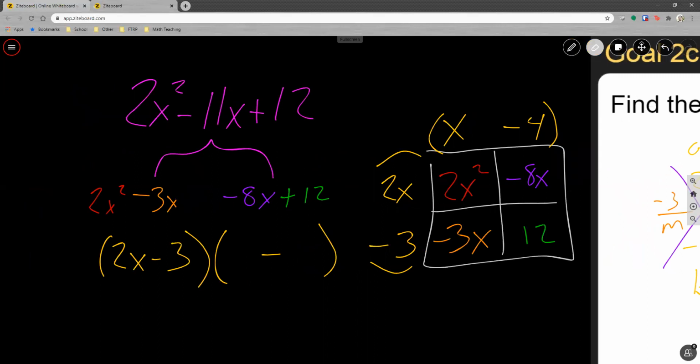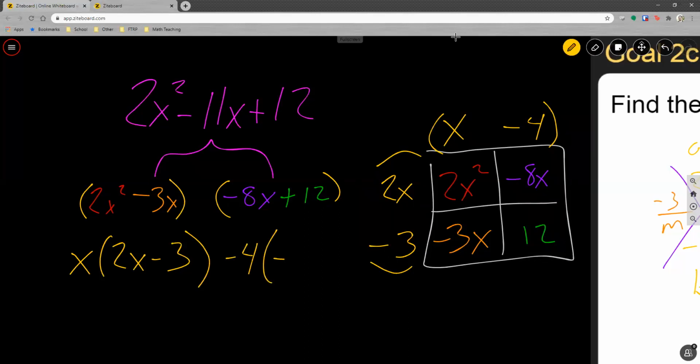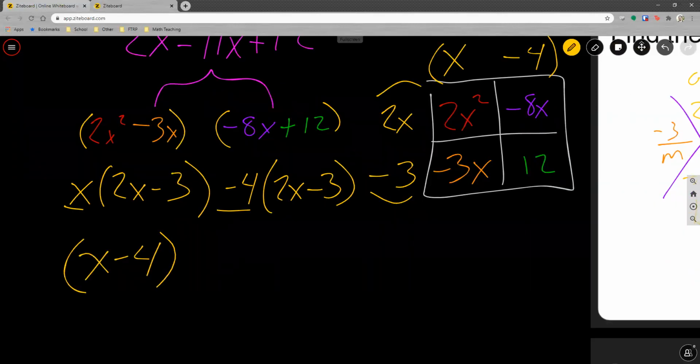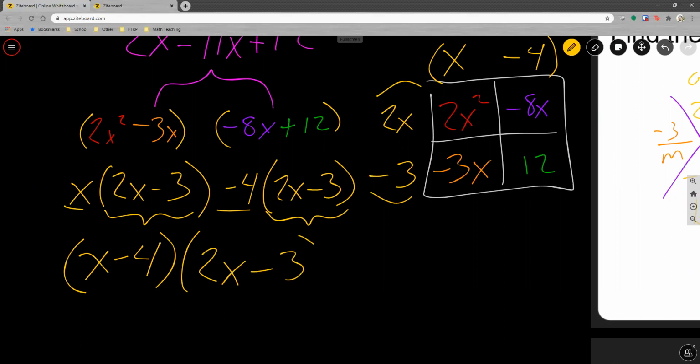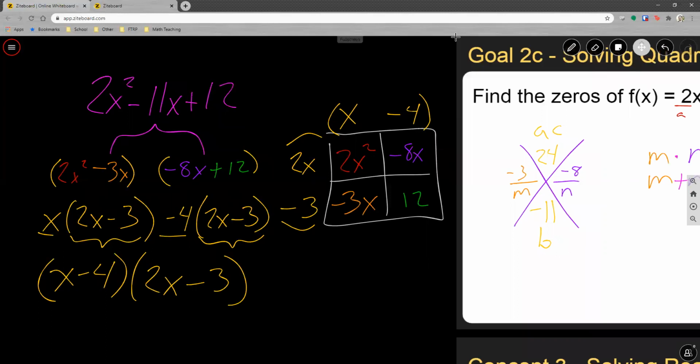And we can show that even a little bit more clearly. I was able to factor an x out of that first part, and I was able to factor a negative 4 out of the second part. And I ended up with something that looked like this. I've got x minus 4 on the outside. I put those guys together. That's one of my terms. And then I've got a repeat of the same term in the parentheses, 2x minus 3. That's mechanically what's happening when we convert from standard form to a factored form like so.